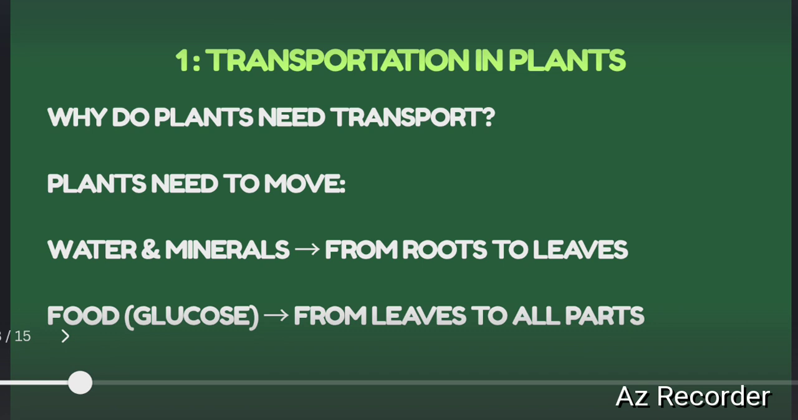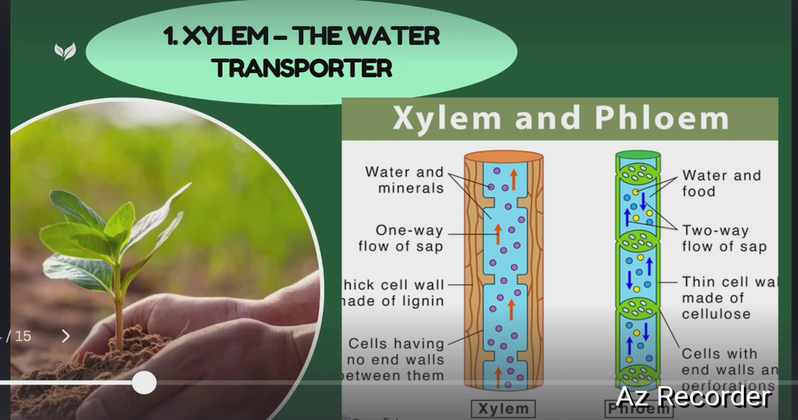So in this transportation system in the plant, we will first study the function of xylem. As you know, the xylem tissue mainly transports the water molecule, and it is made up of vessels and tracheids. These are the specialized tissues present in the xylem. This carries water and minerals from roots to the stems and finally to the leaves.